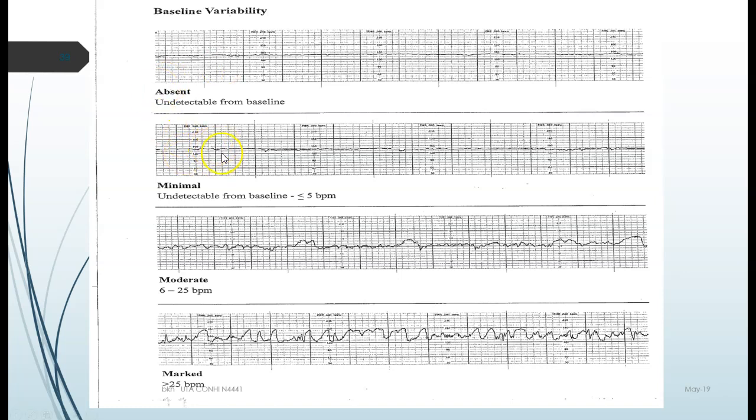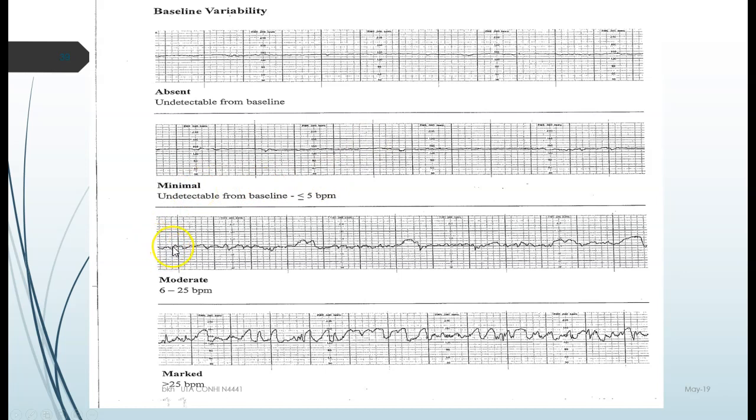This one has a few more fuzzies on the baseline, and those fuzzies are a lot bigger than those. But again, it's relatively flat, and those are really equaling 5 beats per minute or less. And so we call that minimal variability.